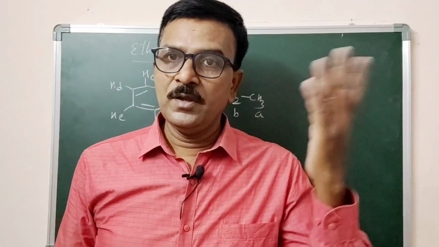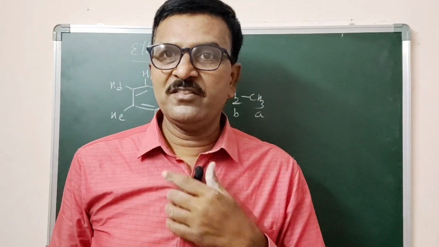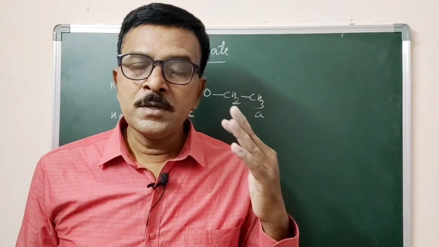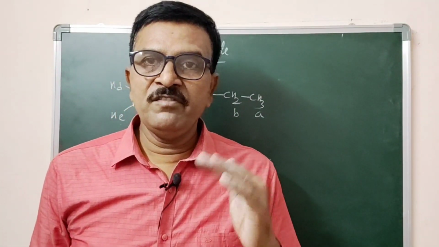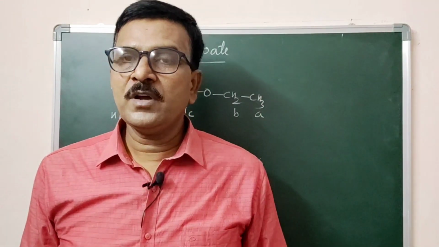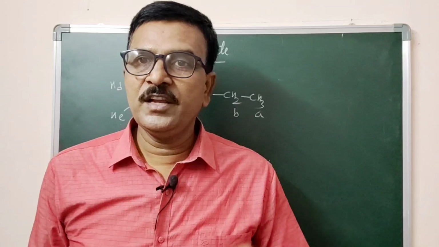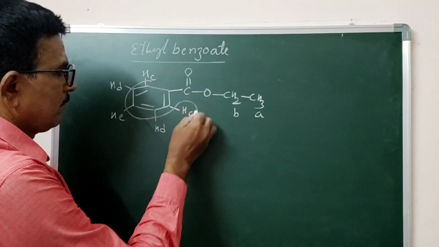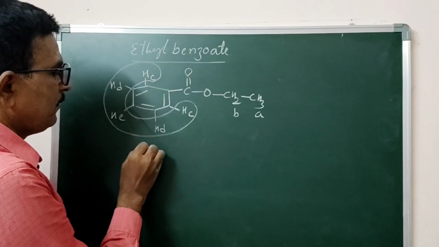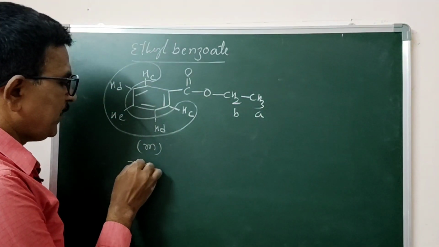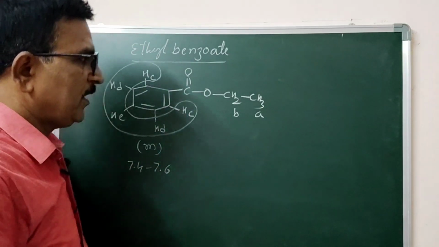Similarly, as we studied in the aspirin case, there are 3 sets of aromatic protons, but the absorption frequency difference is too small, hence they overlap. Therefore, we could consider all the 5 hydrogen signals as a multiplet between 7.4 to 7.6 ppm.